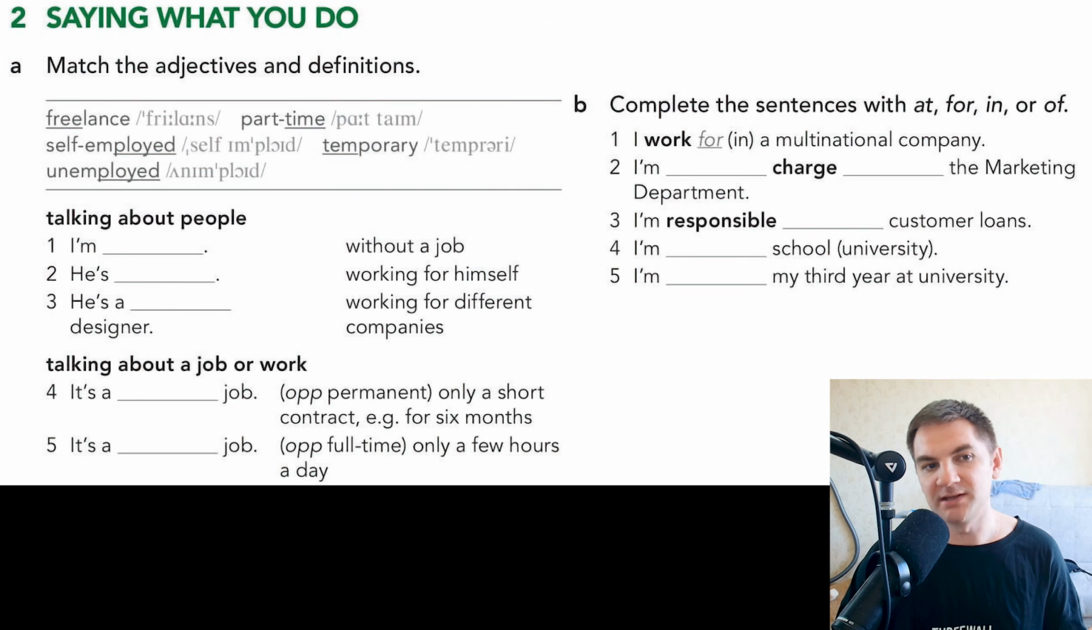Part 2a. Describing your work situation. Adjectives. In this part, you will learn 5 very useful adjectives to describe your work situation. Here are the words: freelance, part-time, self-employed, temporary, unemployed. Your task is to match each word to its correct definition. First, look at definitions 1 to 3. These are for talking about people and their work status. Then look at definitions 4 and 5. These describe a type of job.